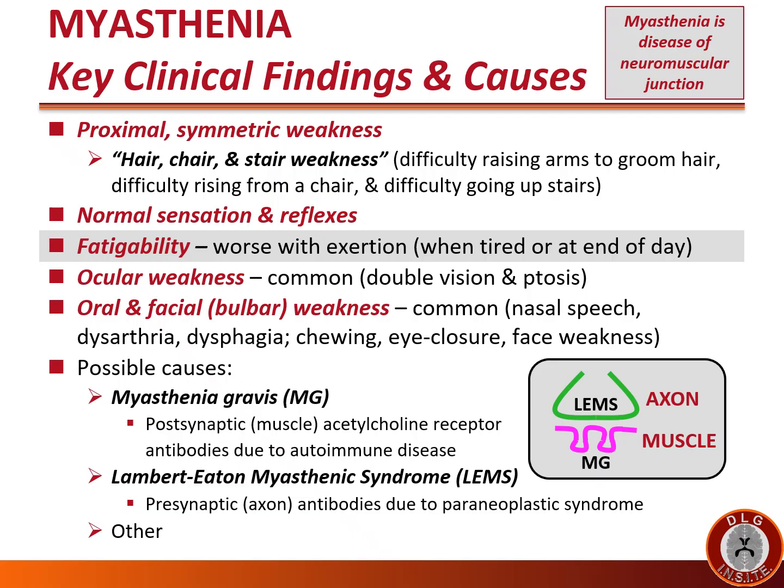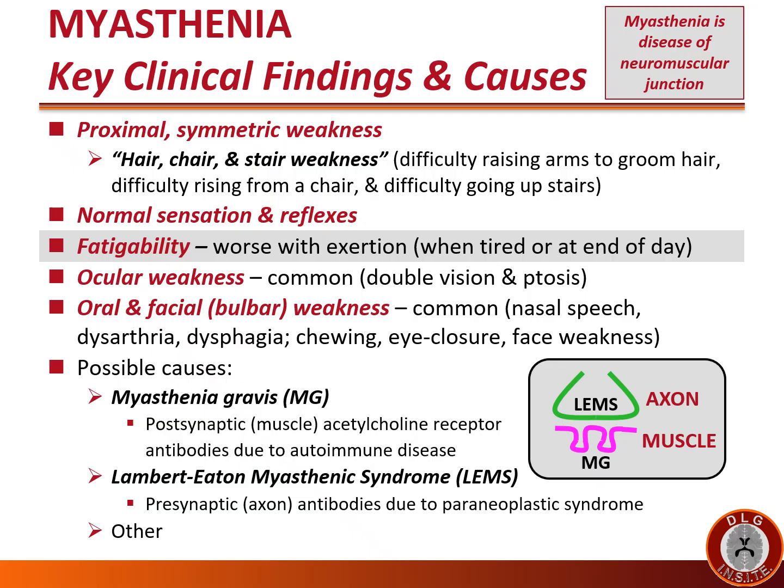And the key to knowing it's myasthenia specifically is not just the proximal symmetric weakness, but the fact that the weakness is fatigable. It's worse with exertion, such as worse when they're tired or at the end of the day. Maybe they go on a hike and they're normal, but towards the end of the hiking, they can't lift their legs up over rocks or logs, etc.